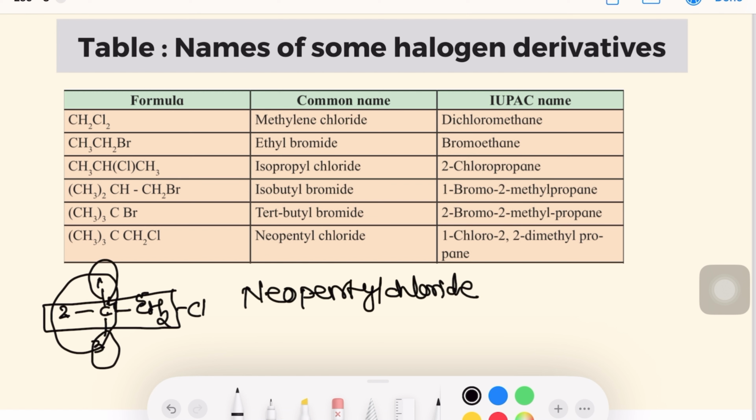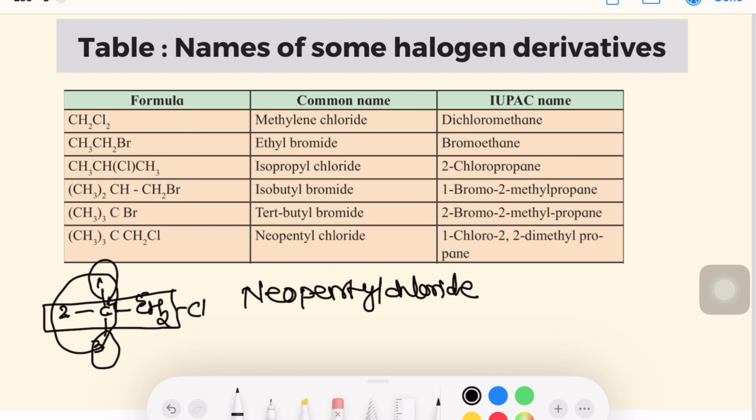So it is named vinyl chloride as the common name. And in IUPAC naming, the carbon atom to which the chlorine is attached is numbered first, and this is second. So at position one chlorine is there, so one chloro, and this is a two carbon compound containing a double bond, so it is an alkene, named as ethene. So this is 1-chloroethene, it is vinyl chloride.